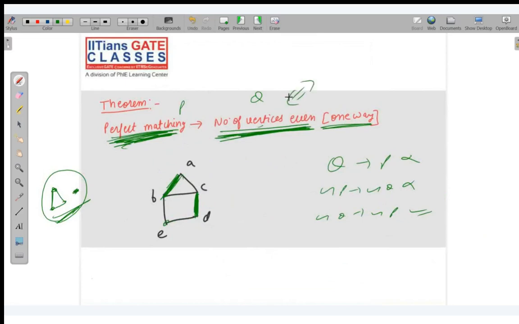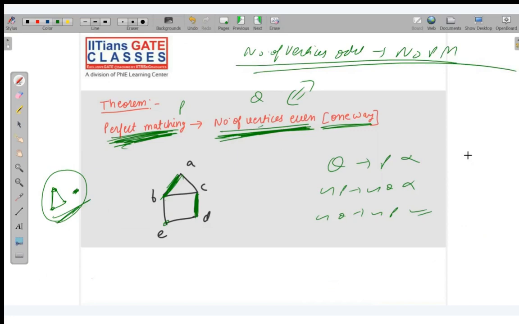The contrapositive version, that means the equivalent version, will be: number of vertices odd implies no perfect matching. Okay. Take snapshot. I will jump to the next slide.